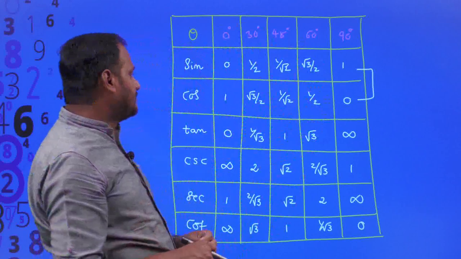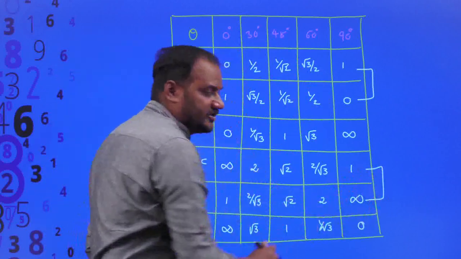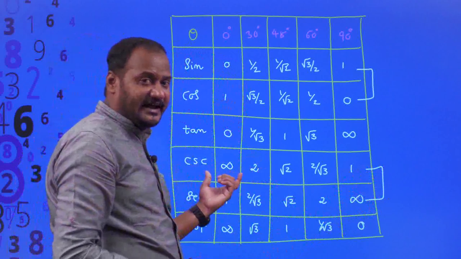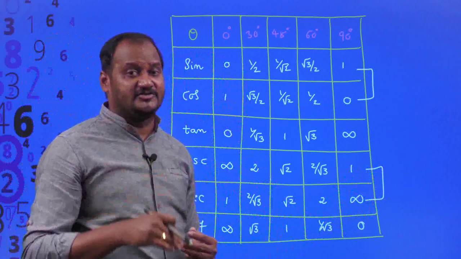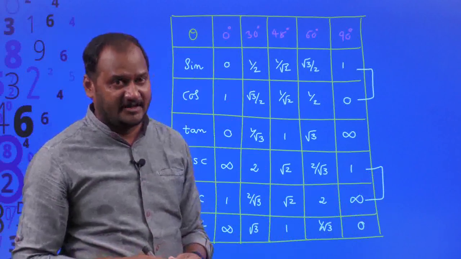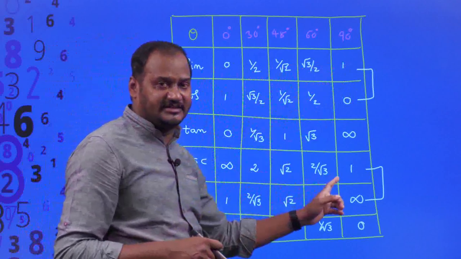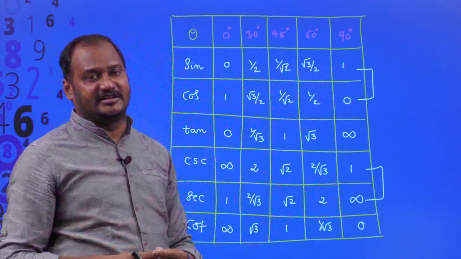Everything. For example, coming to cosecant and secant. See, cosecant and secant, these two are co-ratios, right? If you want to find the values of cosecant, then cosecant is basically related with sine, because sine and cosecant are reciprocals. If you remember the values of sine, then you can easily figure out the values of cosecant. So, the reciprocal values of sine are going to be the cosecant values.